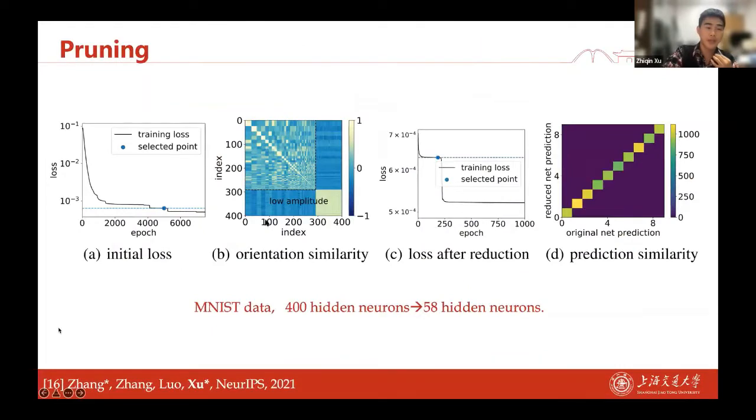And we also show that this condensation can be easily observed in a neural network trained on the MNIST data set. In these examples, we show that a lot of neurons have very highly correlated directions. Their directions are very aligned together. So we can prune the neural network and get a very similar result.